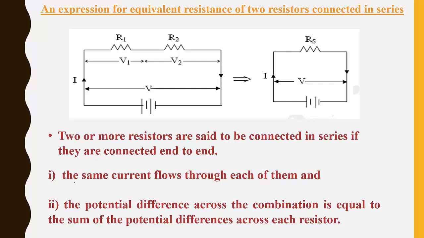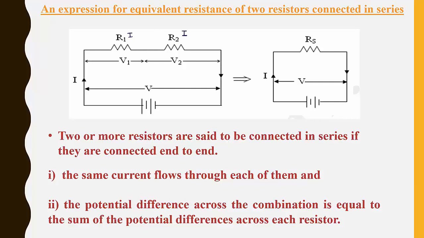Right? Now, you can observe the first point. The same current flows through each of them. Here, the current I is flowing throughout the circuit. The same amount of current I is flowing through the first resistor R1 as well as R2. So we can say that in the series combination, we have common current I. That means current is the same throughout the circuit. Through R1 and through R2, current is the same. Let us take it as I.